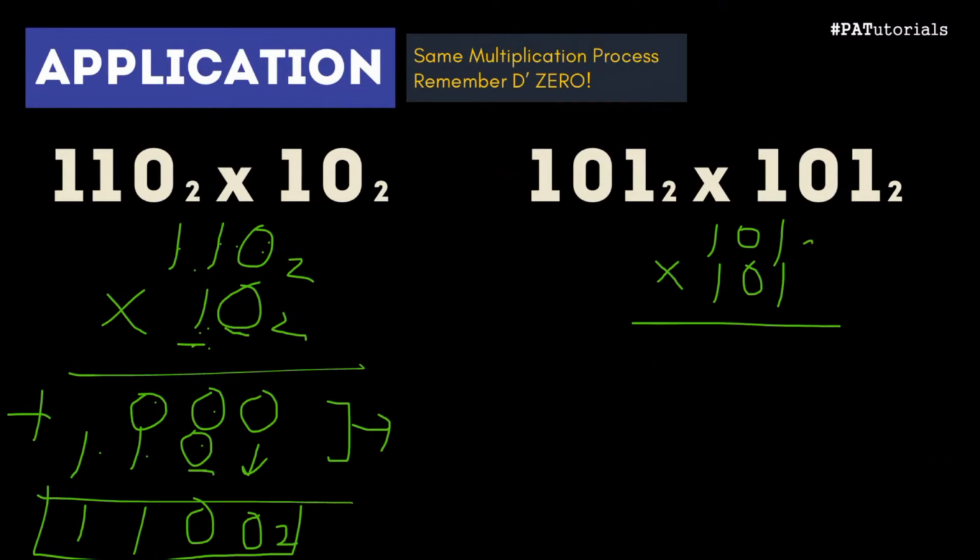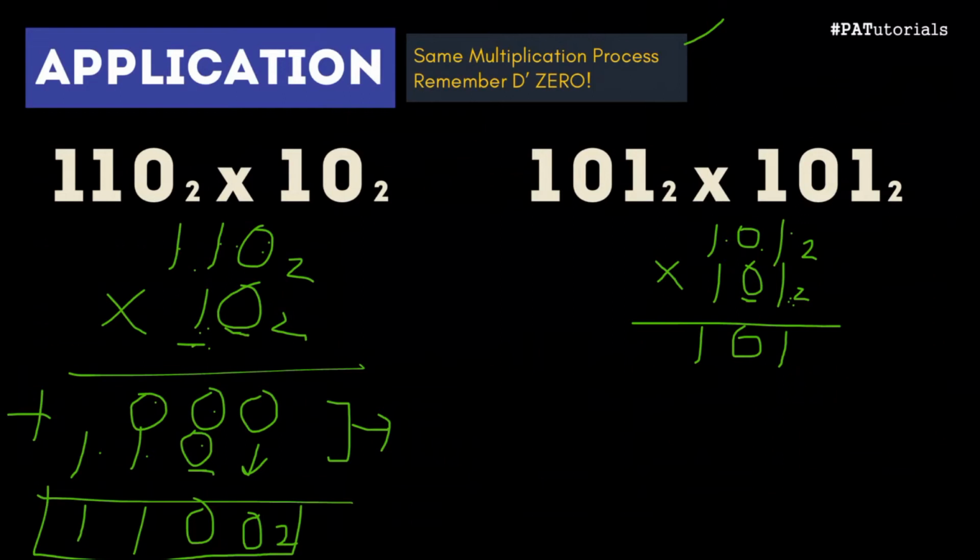We're going to multiply 101 by itself. So, again, since same multiplication process, ibig sabihin, magsa-start tayo dito. So, 1 times 1, which is 1. 1 times 0, which is 0. 1 times 1 is equal to 1.